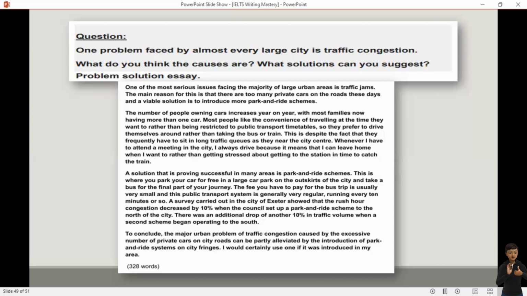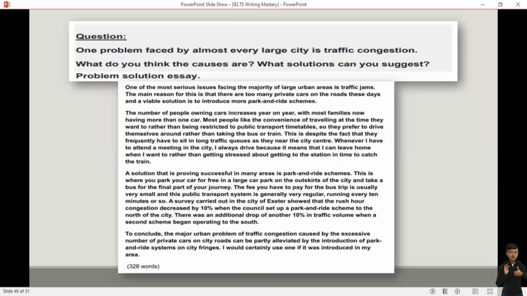A survey carried out in the city of Exeter showed that rush hour congestion decreased by 10% when the council set up a park and ride scheme to the north of the city. There was an additional drop of another 10% in the traffic volume when a second scheme began operating to the south. Now we have the conclusion. Finally, we have the conclusion.